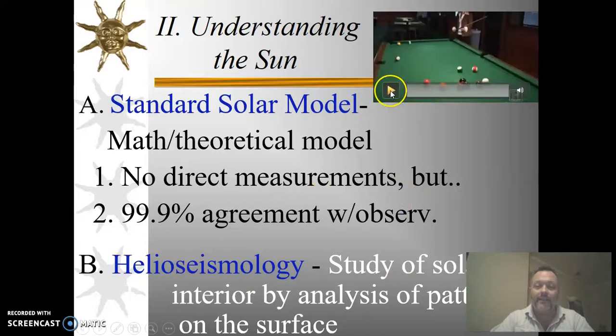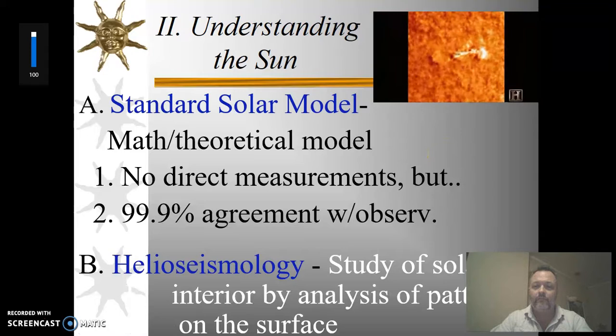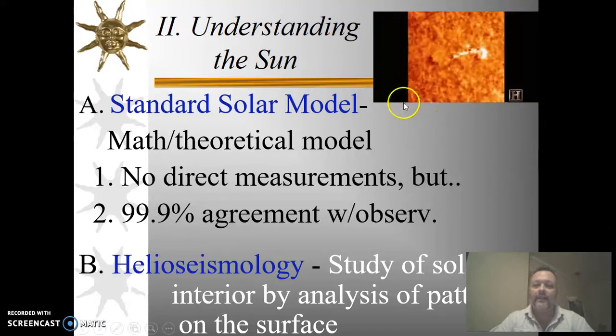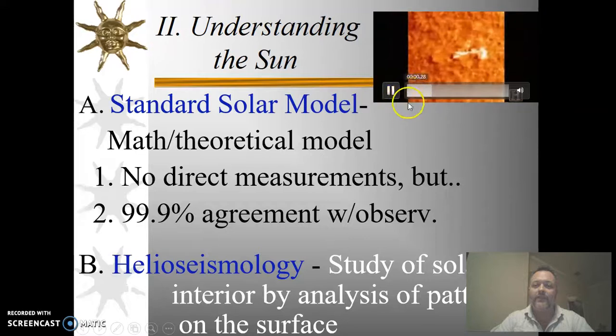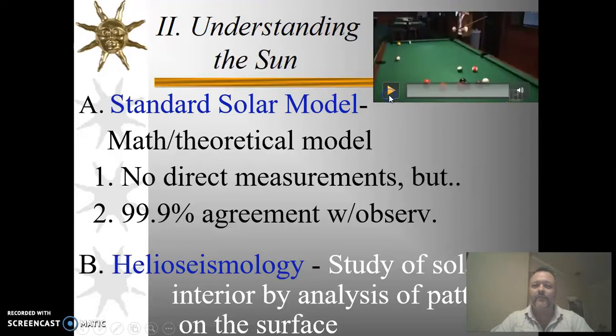Here's an amazing example. This is actual footage of a sunquake. Look at that. That was a very interesting example. Let's try to pause it there. So, yeah, that's how we study it.